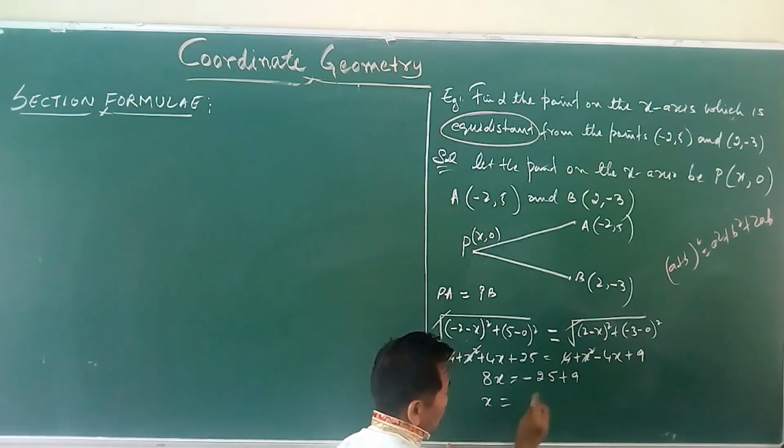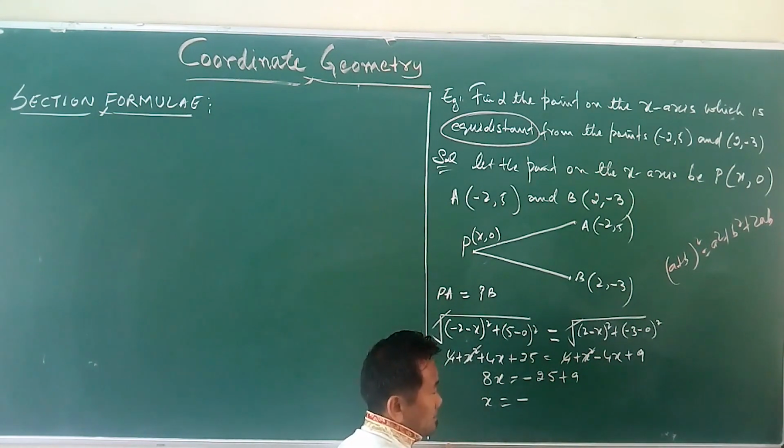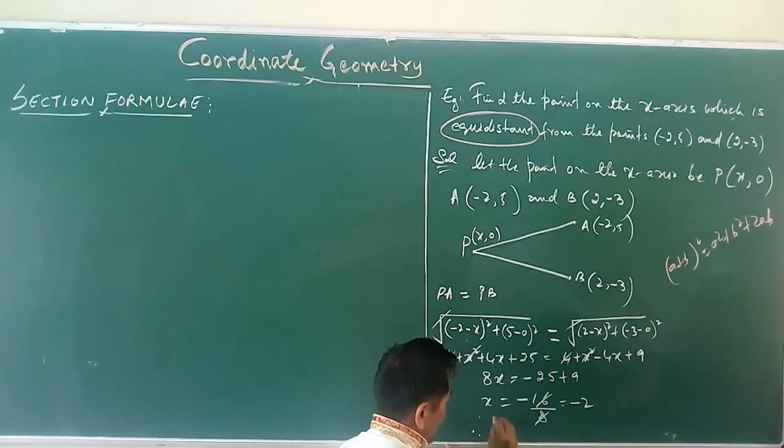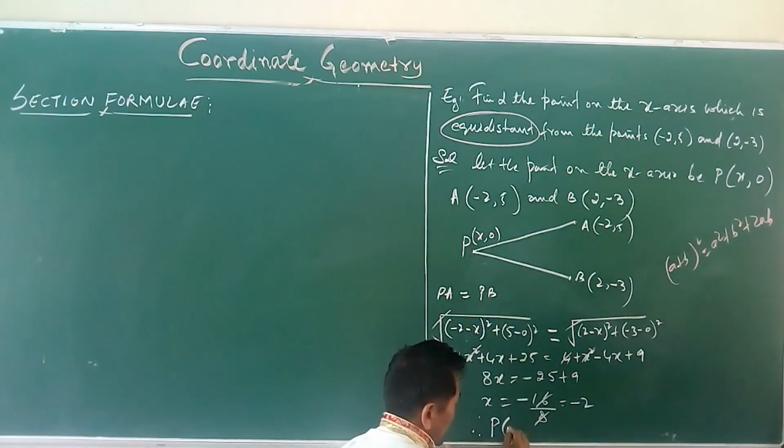So x is the same, the negative sign is greater, so put negative here. 25 minus 9 is 16, divided by 8. 8 ones are 8, 8 twos are 16, which is equal to -2. So therefore the coordinates of the point are (-2, 0).